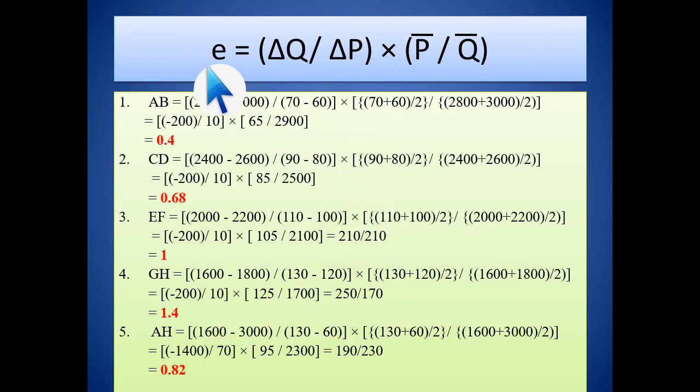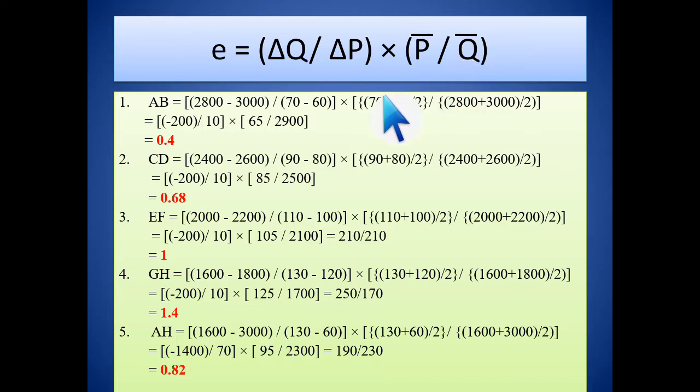See, the formula to get elasticity is change in quantity divided by change in price into P bar divided by Q bar. What is P bar? Average of P, that is P1 plus P2 by 2. And what is Q bar? Q1 plus Q2 by 2. That will give rise to average quantity.